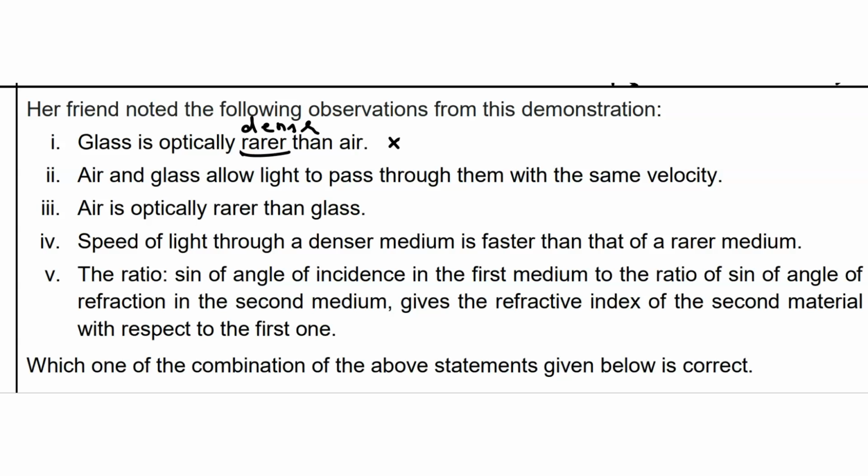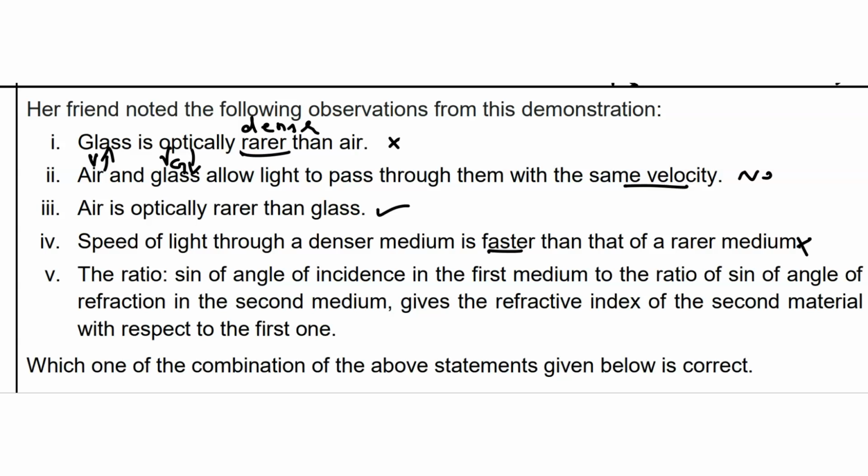Air and glass allow light to pass through them with the same velocity. No. Based on their refractive indices, their velocity changes. The velocity of light in air will be maximum compared to the velocity of light in glass. Air is optically rarer than glass. Yes, that is correct. Speed of light through a denser medium is faster. No, the speed of light through a denser medium is not faster. It is smaller than that. So this option is also not correct.